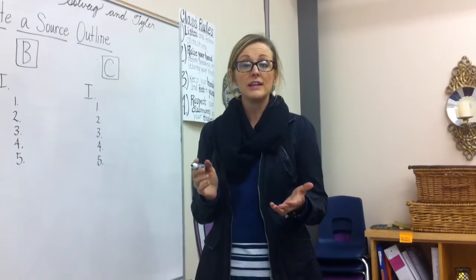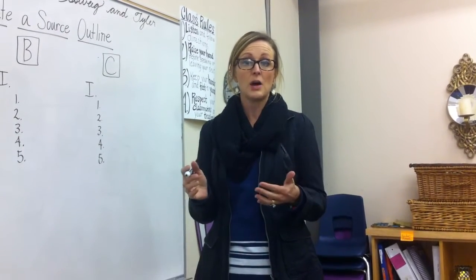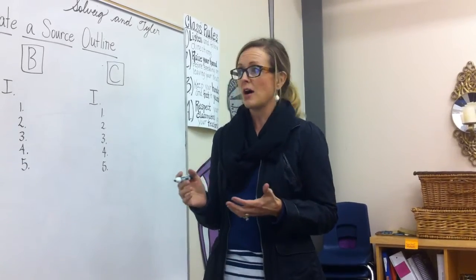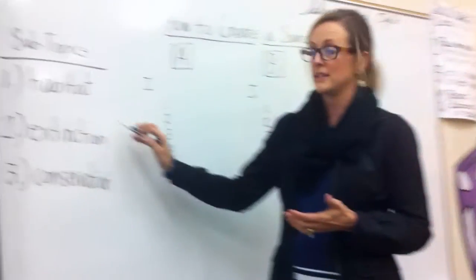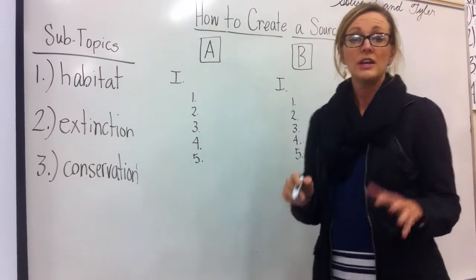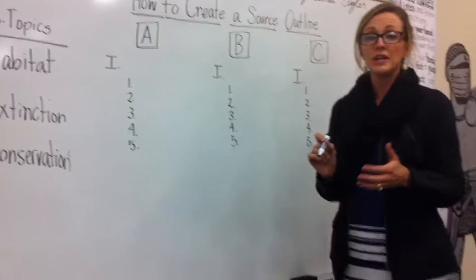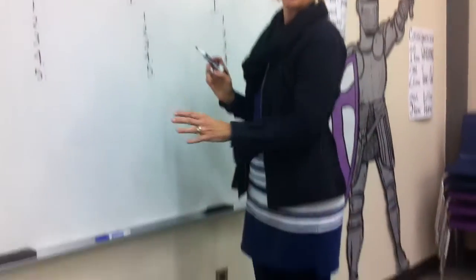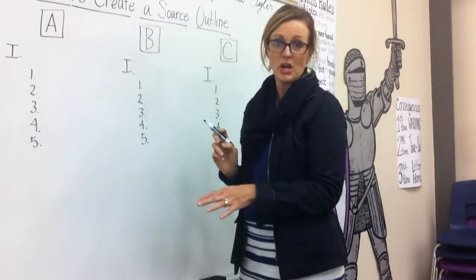Okay, so we've already decided how to find our subtopics for our research report. So now that we have the subtopics narrowed down to 3 different topics, habitat, extinction, and conservation, now what we're going to do is create a source outline for each one of these subtopics.